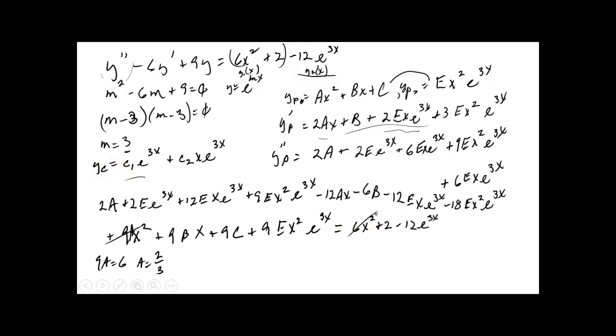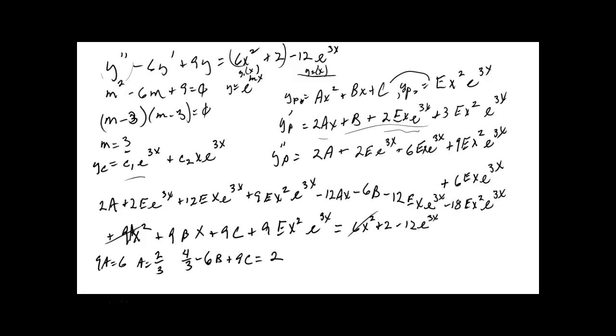All right. Now let's go to our constant terms. Here we have a 2a minus 6b plus 9c. Okay? All right, but a is 2/3, so that will be 4/3 minus 6b plus 9c, and that has to equal 2. Okay?